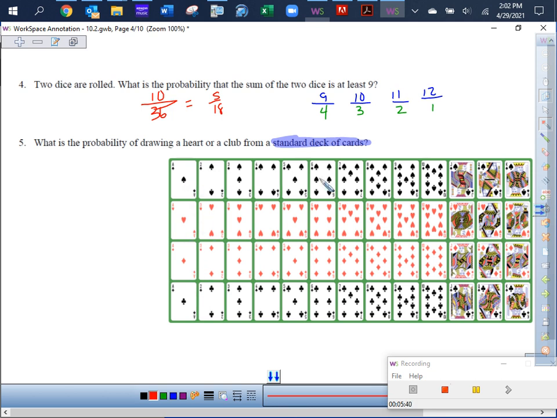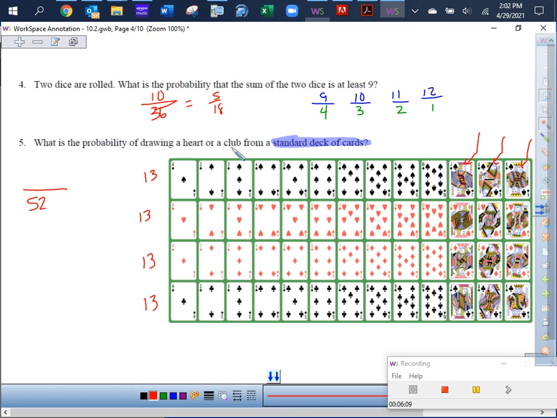And in every one of those suits, there's 13 cards. There's ace, 2, 3, 4, 5, 6, 7, 8, 9, 10. And then you got your face cards, jack, queen, and king. The reason why they're called face cards is because they literally have a person's face on them. So there's 13 spades, 13 hearts, 13 diamonds, and 13 clubs. That is a total of 52 cards.